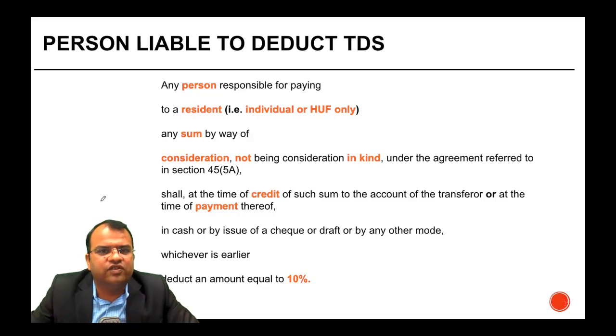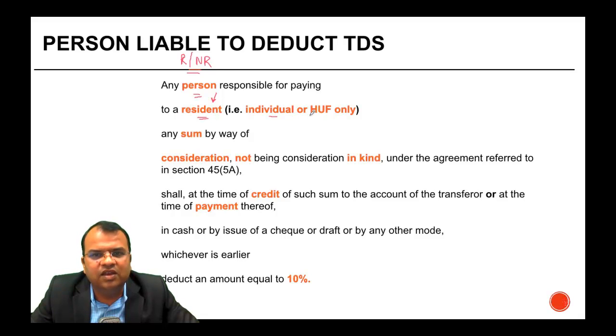So what does this section read? It says that any person, which will include a resident and a non-resident, responsible for paying to a resident. So the recipient should be a resident. If he's a non-resident, this section is not applicable. And even if he's a resident, he should be an individual or HUF only.